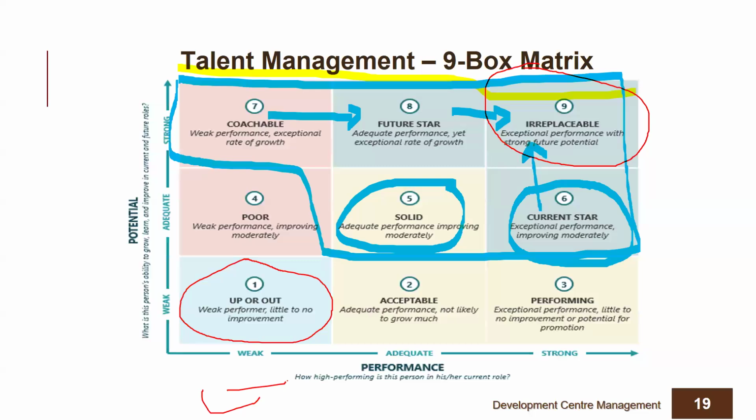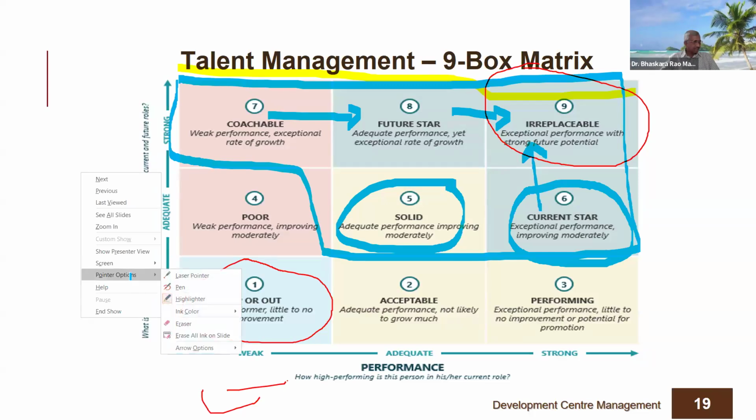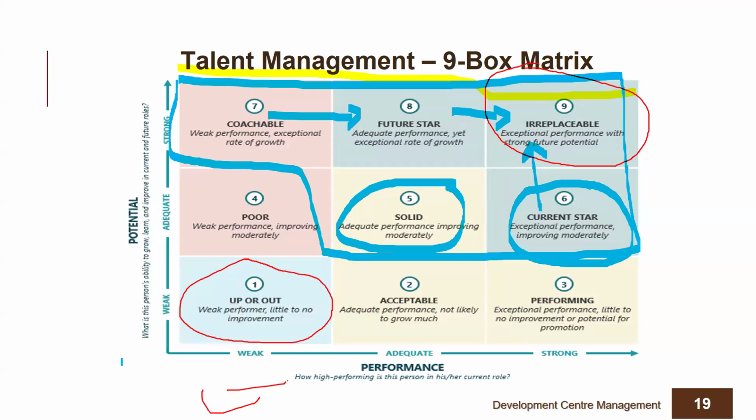Sir, regarding this box, we also use this box. I asked this question here also. This is a genuine question that I have. How do you map the potential? Performance is easy, you can actually map the performance. But when we talk about potential, what are the ways to map the potential?